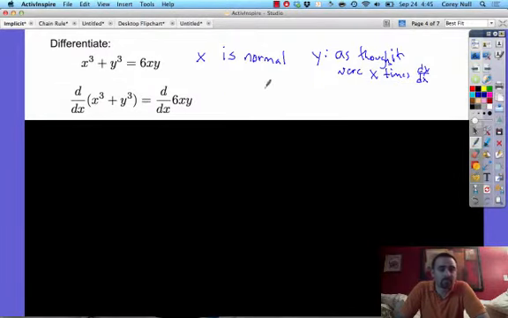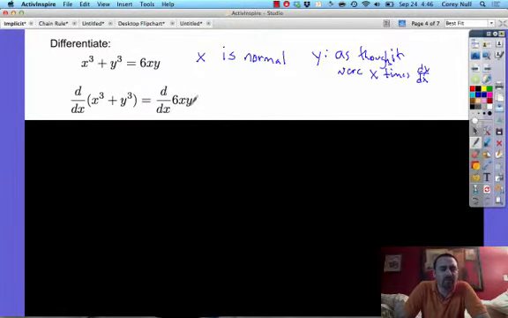Let's just do it. We're going to do the derivative of both the left and the right at the same time, and I'm just going to explain this to you. So we're going to take the derivative of x cubed plus the derivative of y cubed equals the derivative of 6xy. A couple things to notice here. We're going to take the derivative of x cubed. We're going to have to take the derivative of y cubed. And we're going to have to multiply that derivative by dy dx.